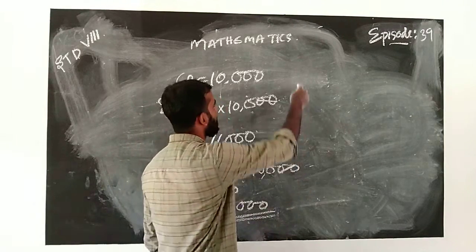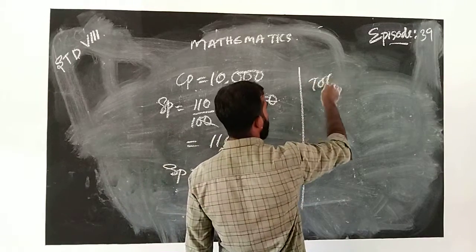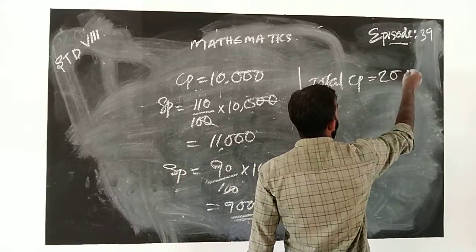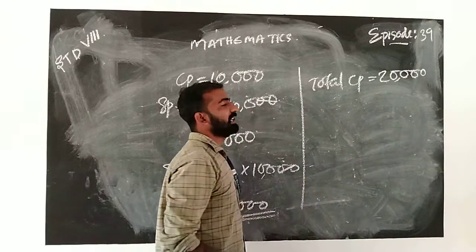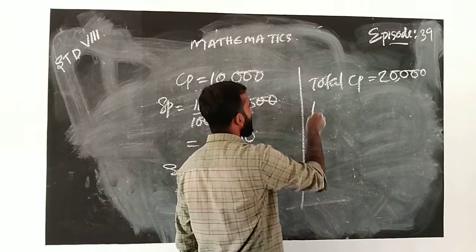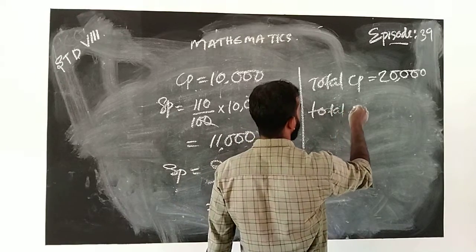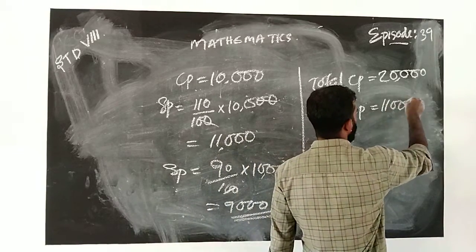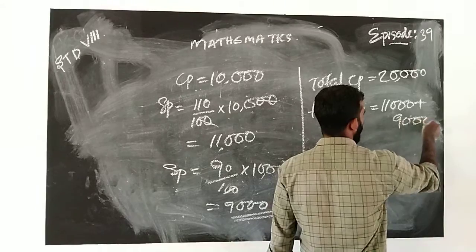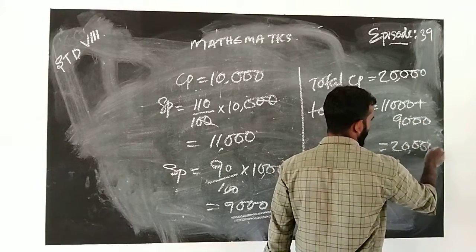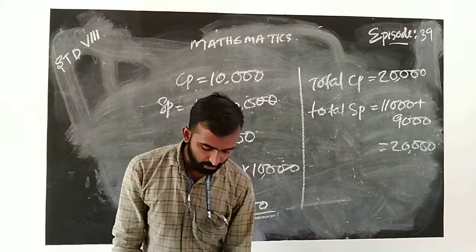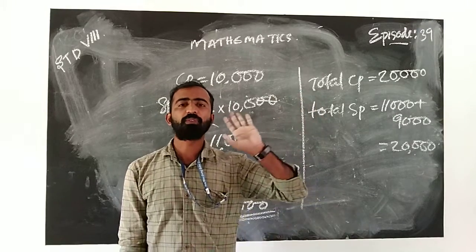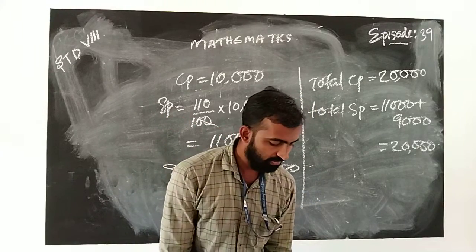What is the total selling price? The total cost price is 20,000 and the total selling price is 11,000 plus 9,000, that is 20,000. Here cost price equals selling price, so there is no profit or loss.